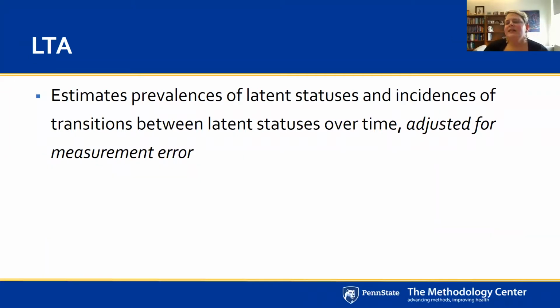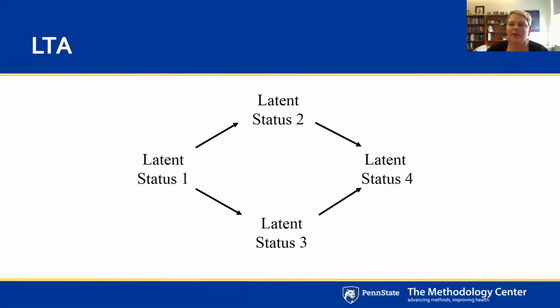So in addition to those latent class prevalences and the item response probabilities that you're interested in with LCA, in LTA, we can also estimate the incidences of transitions between those latent classes or latent statuses over time, again, adjusted for measurement error. So for those of us who are a bit more graphically minded, I'm going to show you 2 different figures that represent kind of the same ideas.